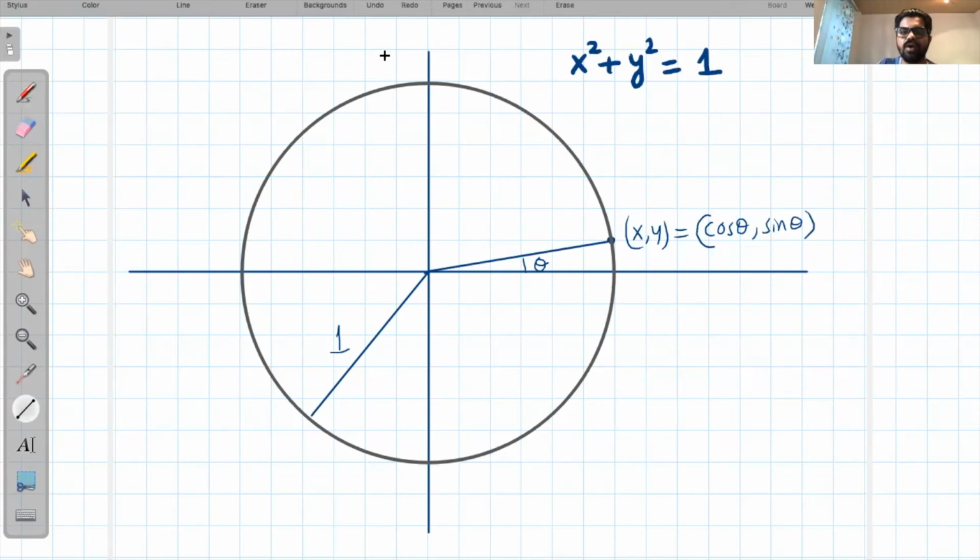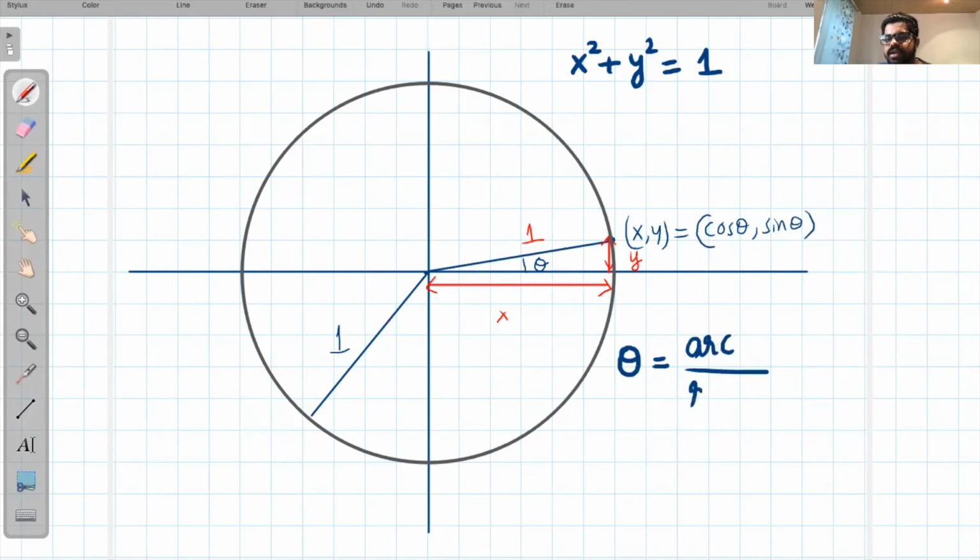and this is precisely that unit circle. Now let me drop a perpendicular from this point to the x-axis, and this distance here is my x coordinate, and the length of this perpendicular is the y coordinate, and this is the radius, which is 1 unit. Again, if you consider theta in the circle, it is given by arc divided by radius.